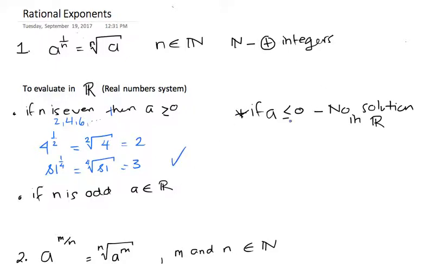Now, if a is smaller than 0, a is negative, for example, negative 4. If we try to take the square root of negative 4, well, you can put it in a calculator, it's going to be an error. It doesn't work in real numbers. So no real solution.